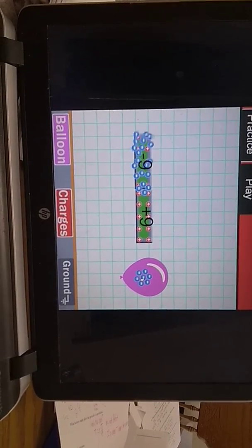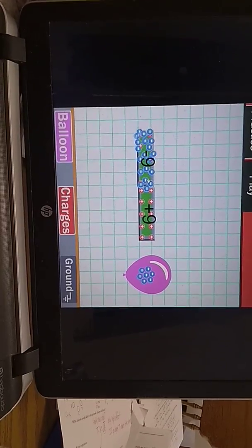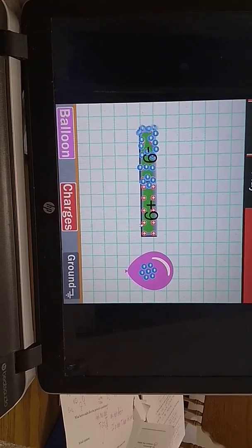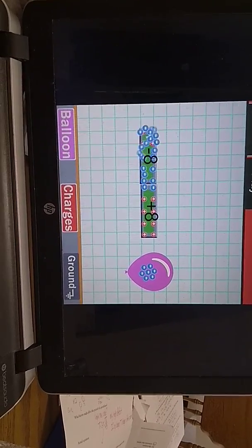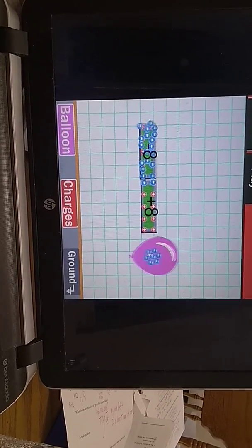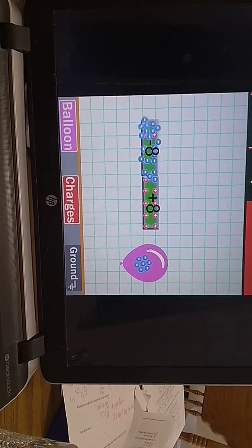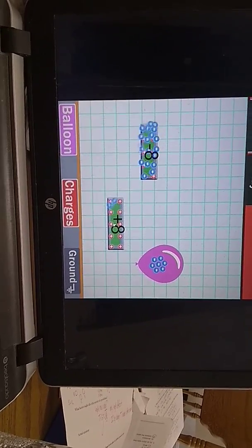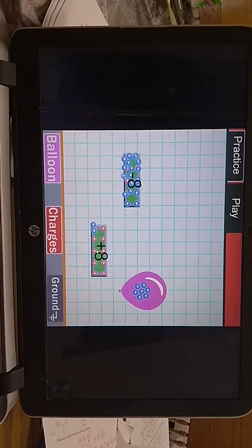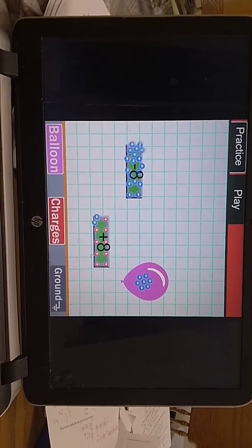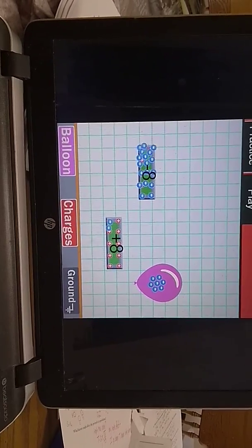I've got this object polarized so that one side is positive, one side is negative. This is polarization, right? Now, what happens if I separate these two objects? Well, now I have a positively charged object and a negatively charged object. I'm going to remove the balloon.